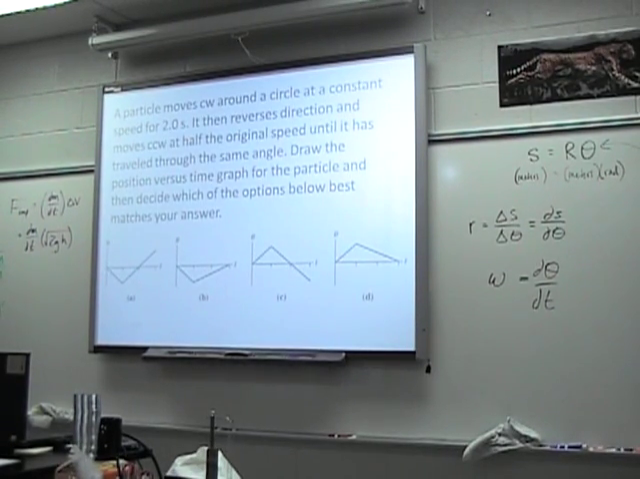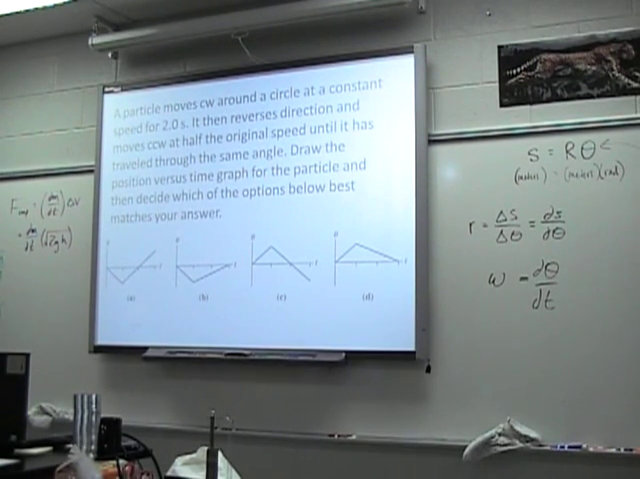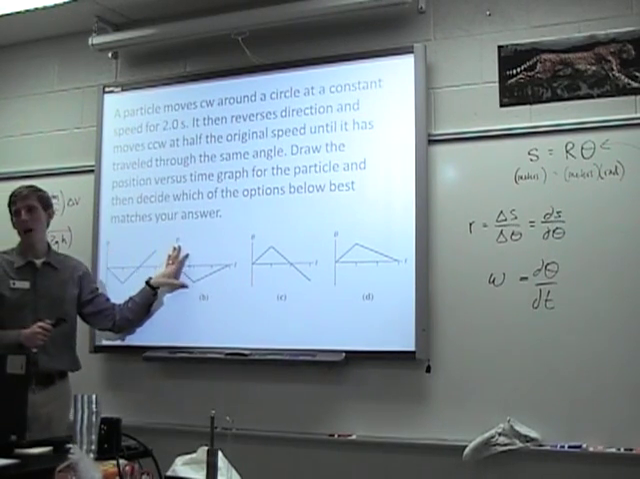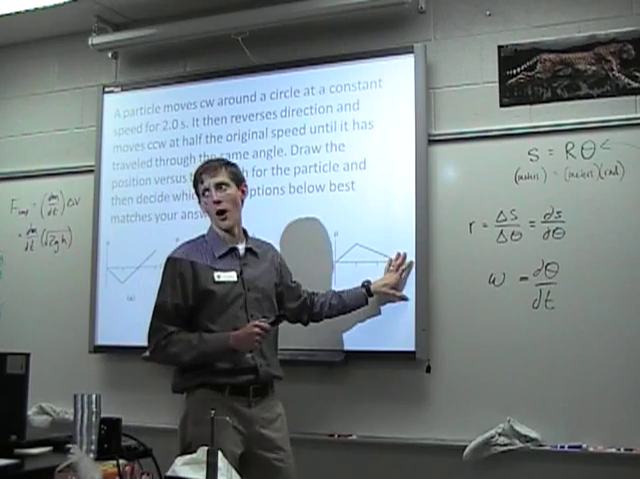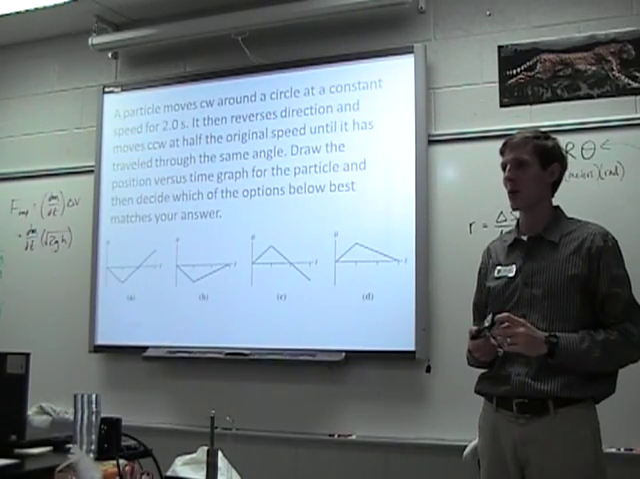A particle moves clockwise around a circle at a constant speed for 2 seconds. Then it reverses direction and moves counterclockwise at half the original speed until it has traveled through the same angle, the same angular displacement. That's another way of saying that. Draw the position versus time graph for the particle and then decide which of the options below best matches your answer. It's a good test-taking strategy to think about what the answer looks like before getting mired down in the bog of potential answers that the test takers have carefully created in order to confuse you.